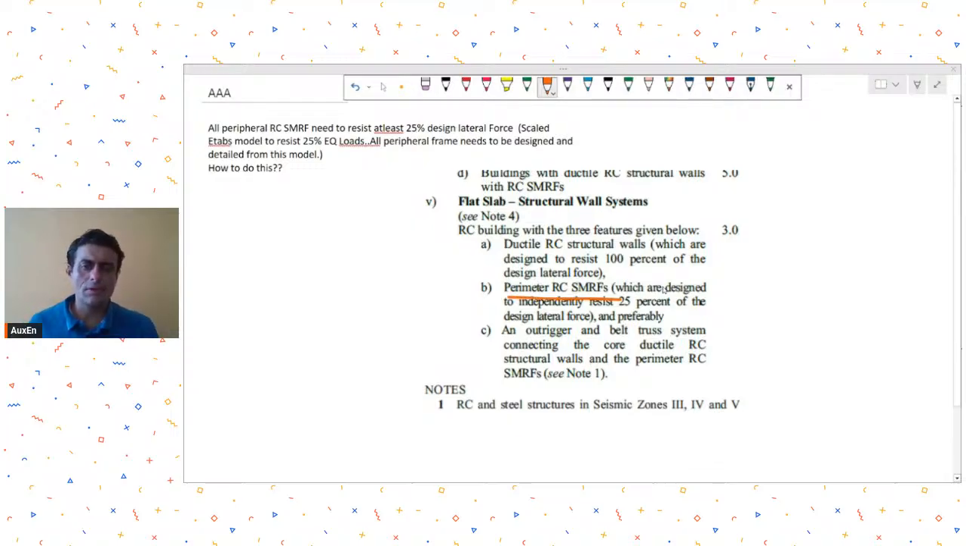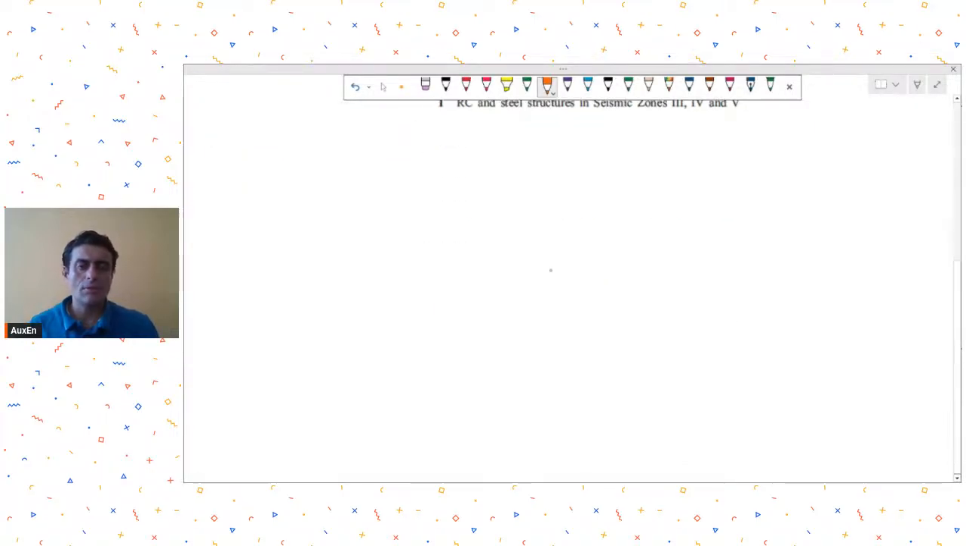Flat slab with structural wall system, perimeter RC frames need to resist at least 25% of design lateral force. There is one more line somewhere which says even in the structural wall systems, that peripheral RC frames need to take that. I'm not able to recall. So anyway, I'll just explain how this can be done in the software.